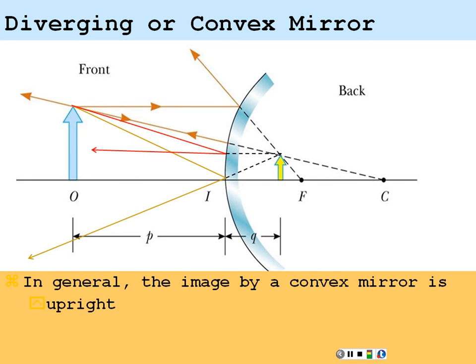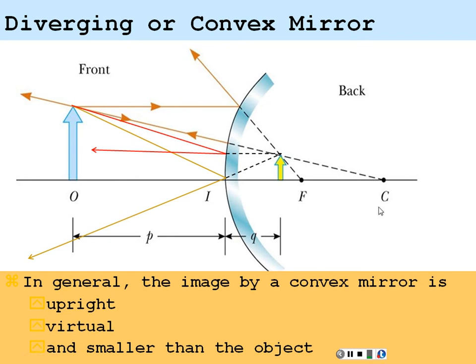So the image of a convex mirror will always be upright, virtual, and smaller than the object. And that will be guaranteed no matter where I put this object in front of the convex mirror.